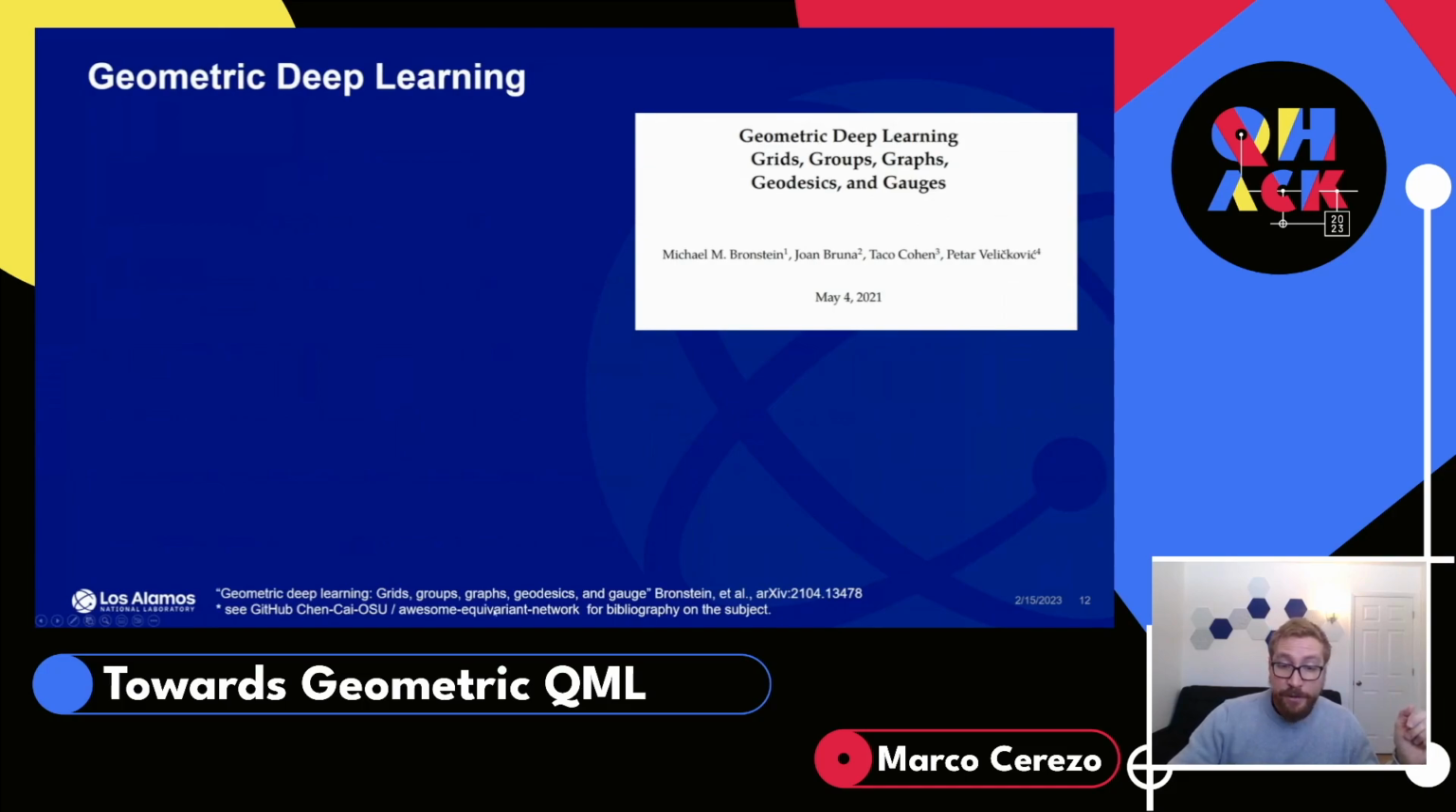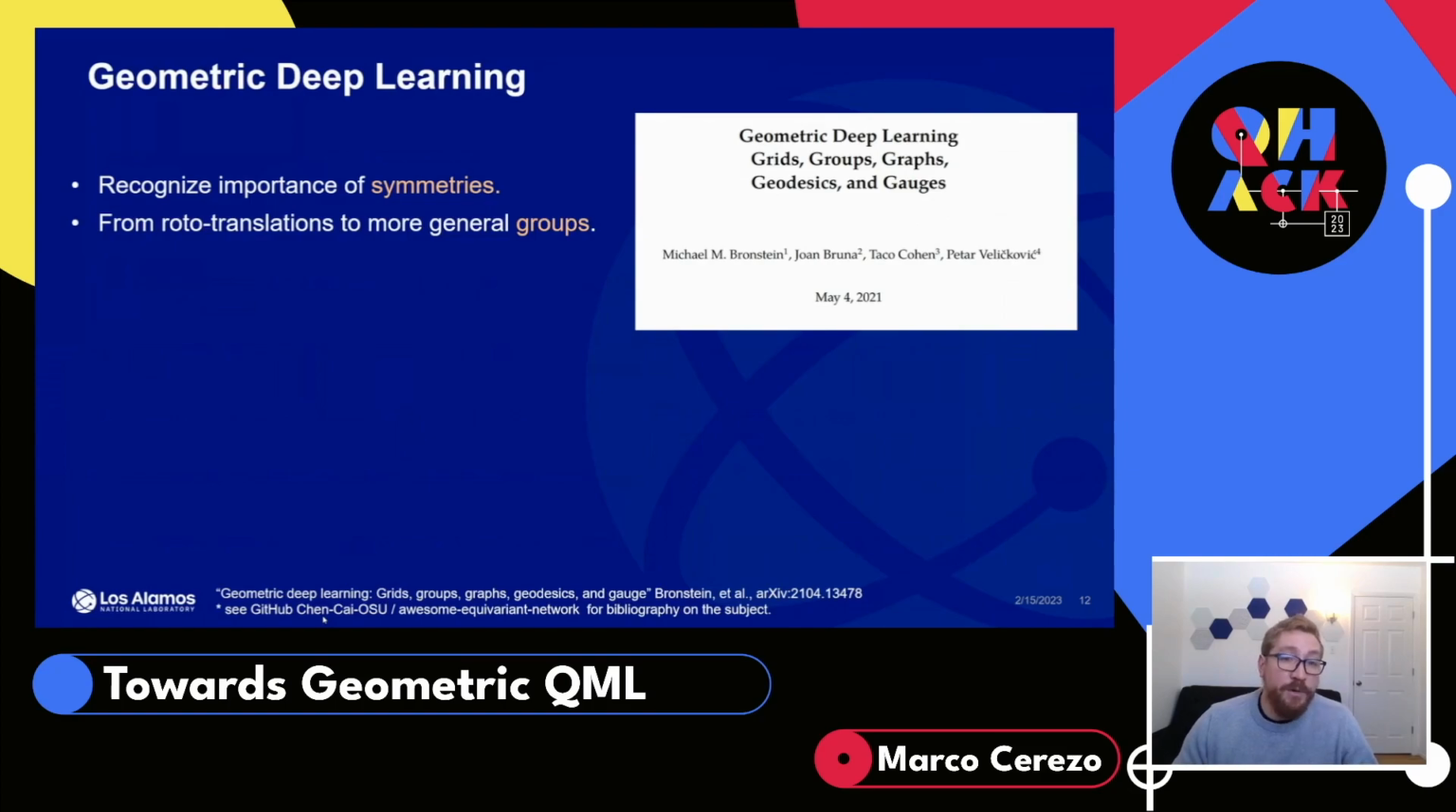And then they're trying to extend this to how to create new models that will encode symmetries. And I will also recommend this link right here. It has a bunch of papers that have been compiled for bibliography on geometric deep learning. And the core idea of geometric deep learning is they've recognized the importance of symmetries. And we were just talking about the roto-translation group, but this can be generalized to other groups.